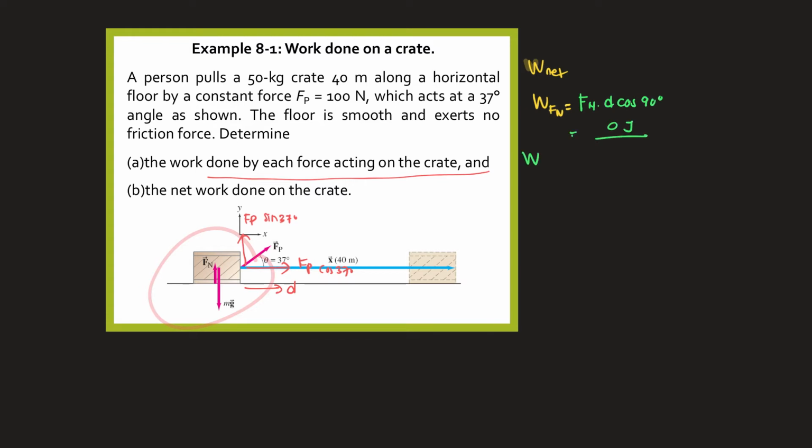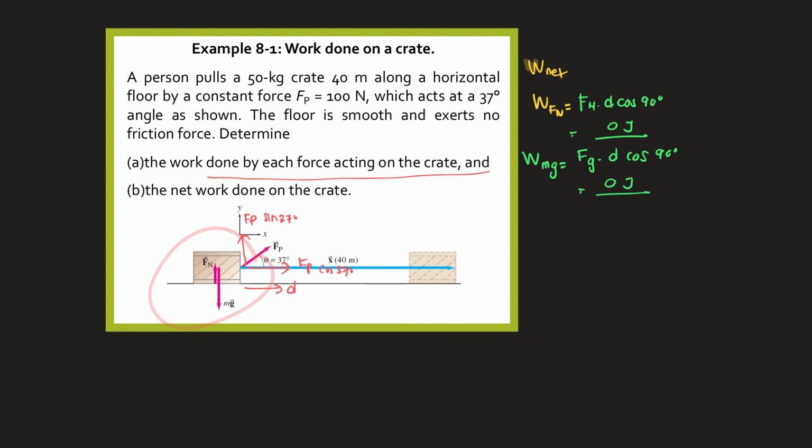Okay, same goes for the work done by mg, which is the gravitational force. So it's going to be Fg D cos what? Cos 90 degrees, because that's the angle between the mg and the D, the displacement. Then you are going to get also 0 joule.